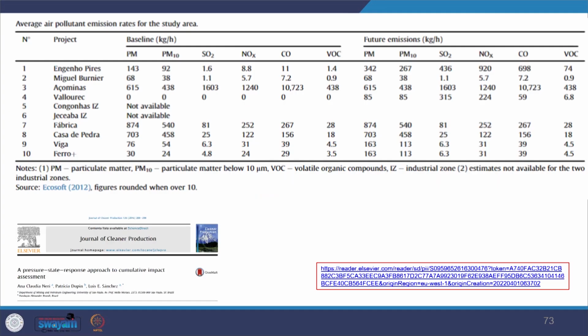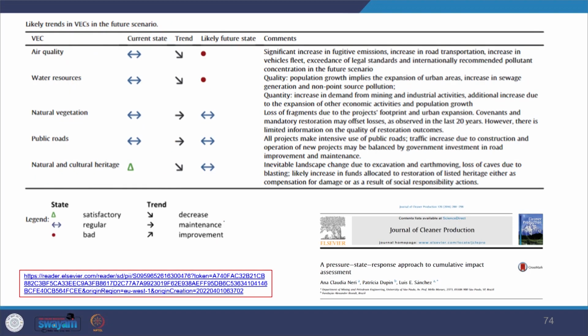Likewise, you can see how they are doing the assessment temporal-wise: the baseline, what's in the current stage, what will happen in future emission, and then they are trying to take out the likely trends. You can see air quality, current state, trend, likely future state. Red is indicating bad. The arrow down is showing decrease. So the current state is regular, but the trend is decreasing, and the likely future state is red. It's going to be bad for air quality. So that is how they are undertaking it.